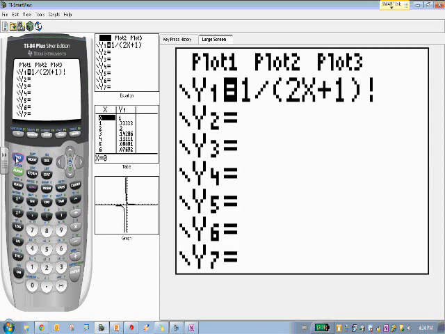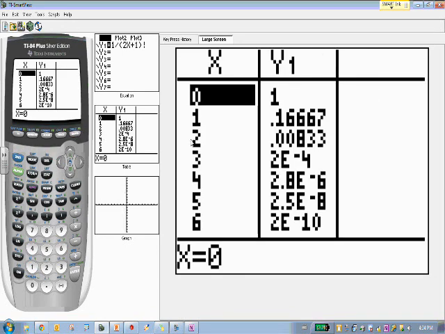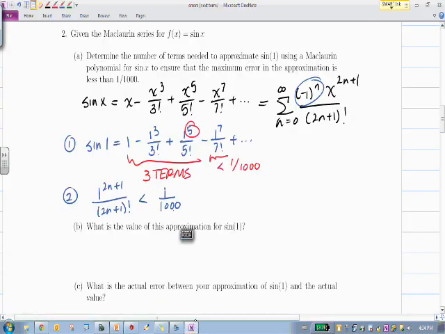Okay, so let's look at the table and look for the value that's less than 1 over 1,000. The value that first occurs is when n equals 3. So let's see what that means in terms of the series. The answer your calculator would give you is that n equals 3, but you have to be careful, because when n equals 3, that means I'm up here at the 7th power, so I don't need the 7th power. If you look back at the original sine Maclaurin series, that means you don't need this term, so you need 3 terms.